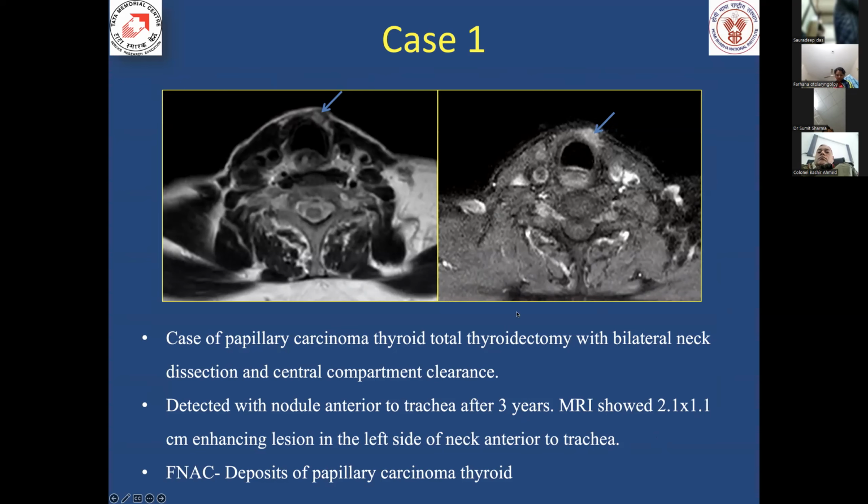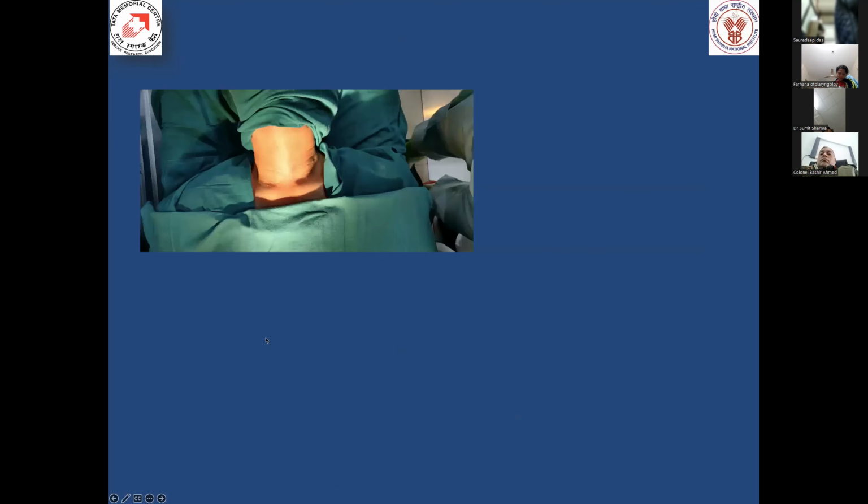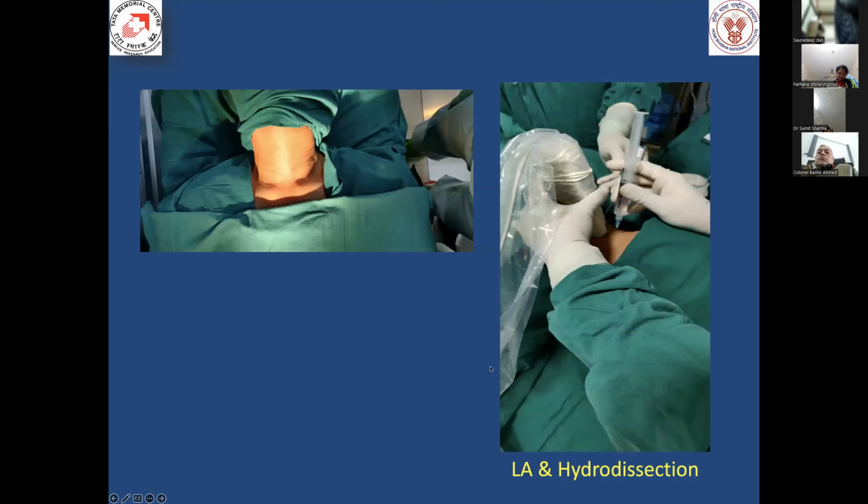Before doing ablation, we definitely confirm it by histopathology. We do an FNAC, and in this case, it showed deposits of papillary carcinoma thyroid. So under ultrasound guidance, we identify where the nodule is. We do the procedure under local anesthesia.